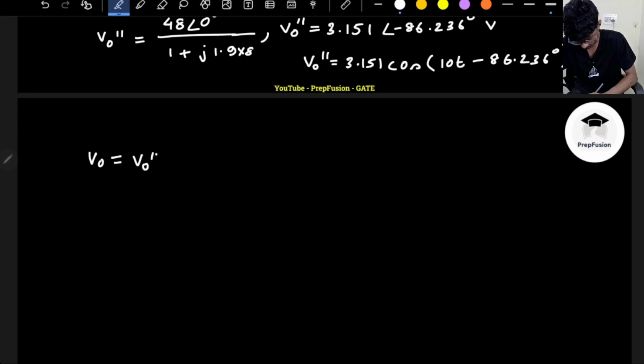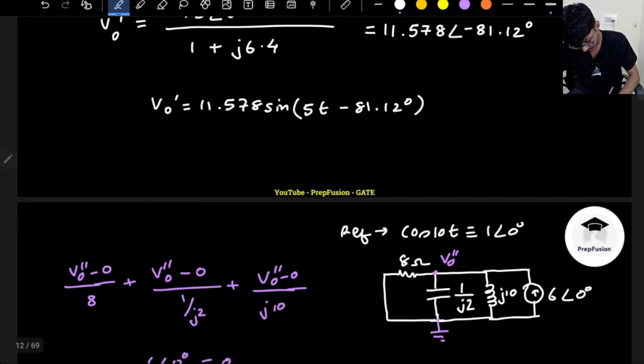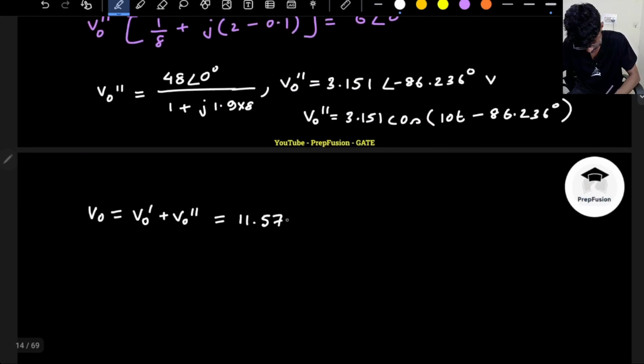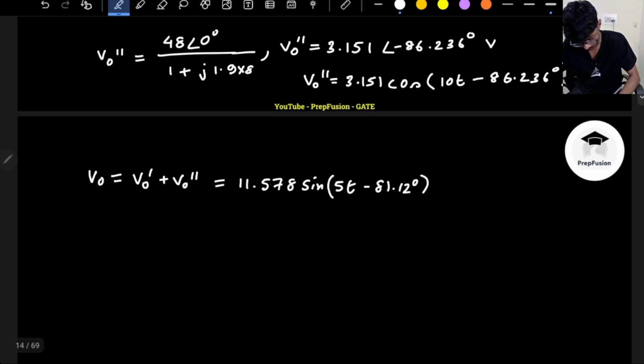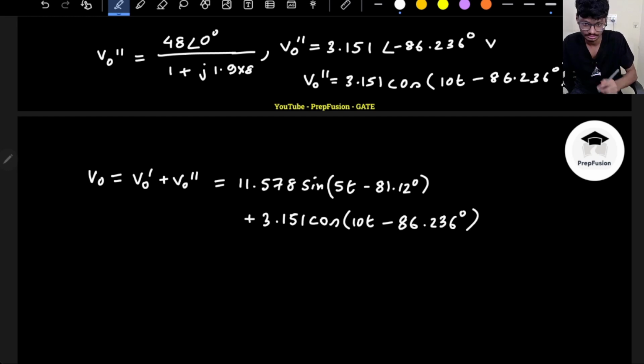So your VO will be the sum of VO dash plus VO double dash. So it will be equal to, the first one we calculated, 11.578 sine of 5t minus 81.12 degrees, then plus VO double dash, 3.151 cos of 10t minus 86.236 degrees. Okay, so this is the final answer of this question basically.